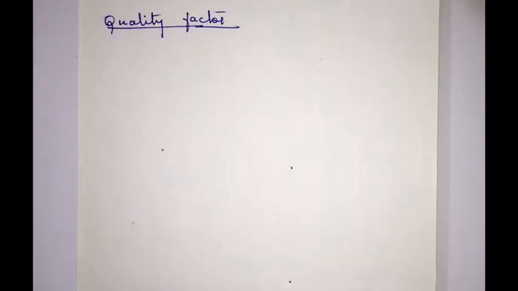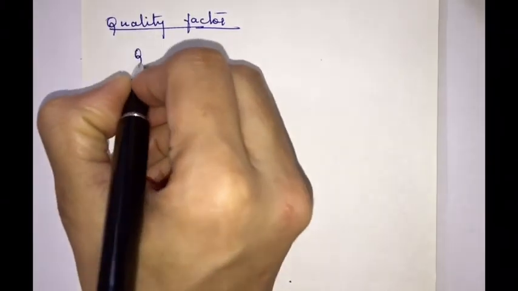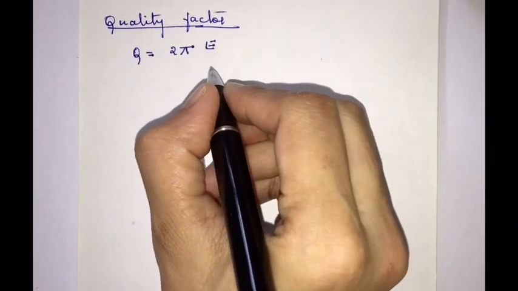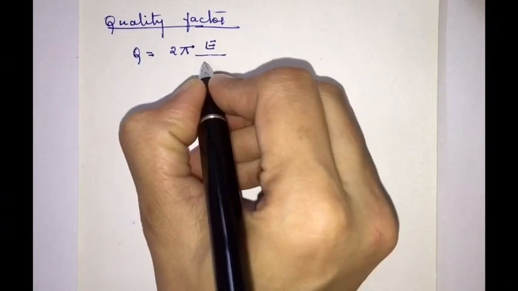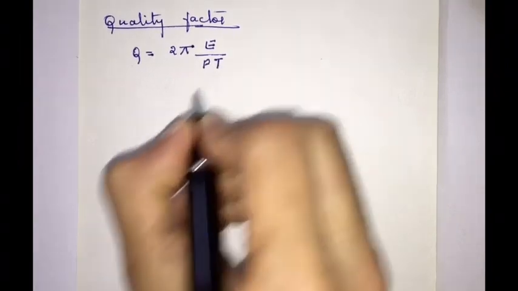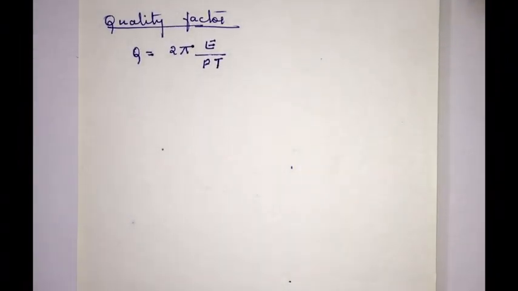Next, there is a term which we have to define, called the quality factor. It can be defined as 2 pi times the ratio of energy stored in a system to the energy lost per period. So it can be written as Q equal to 2 pi times the energy stored in the system to the energy lost, which is given as P into T, where P is the power and T is the time period. It can also be defined as the number of cycles required for the energy to fall off by a factor of e power 2 pi.